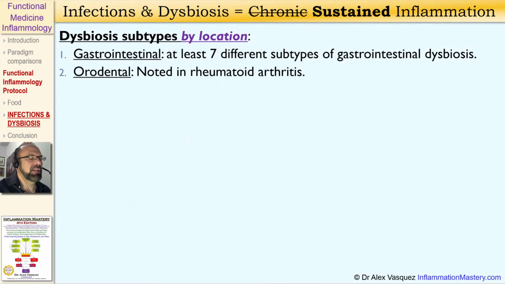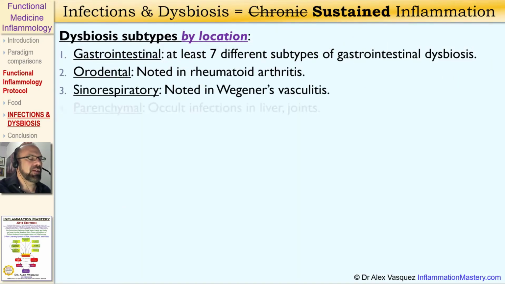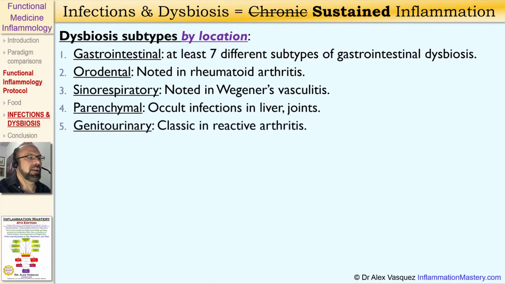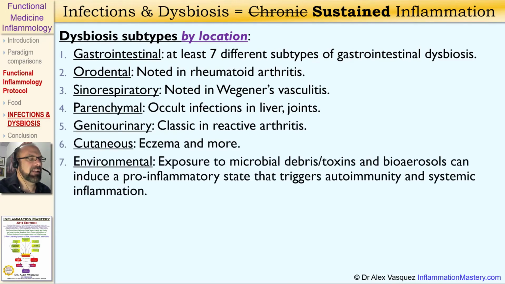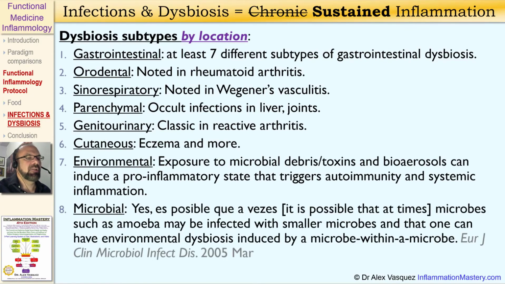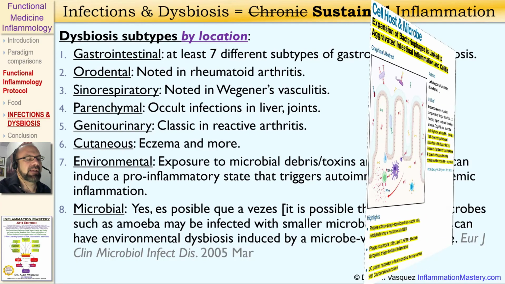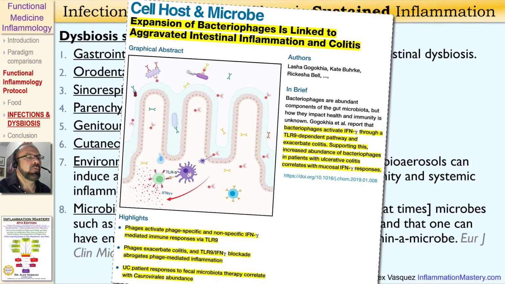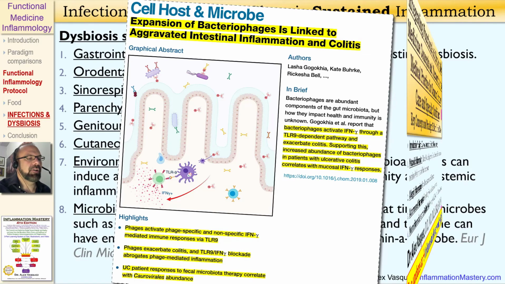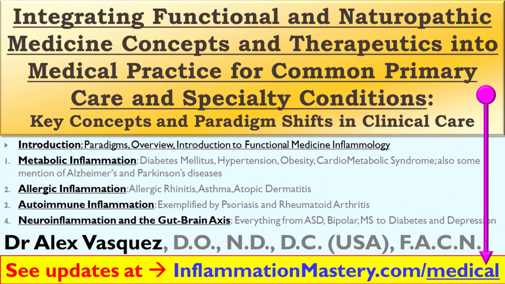Again, dysbiosis subtypes by location: gastrointestinal, orodental, sinorespiratory, parenchymal, including the brain, genitourinary, cutaneous, and environmental. Also, some microbes actually are hosts for other microbes. So the possibility exists that some microbes may be infected with smaller microbes. At the very least, we could use the example of bacteriophages infecting bacteria, and that one could have a dysbiotic inflammatory response against a microbe or the microbes within that microbe. And again, we do see some evidence for a correlation between bacteriophages and inflammatory bowel disease.